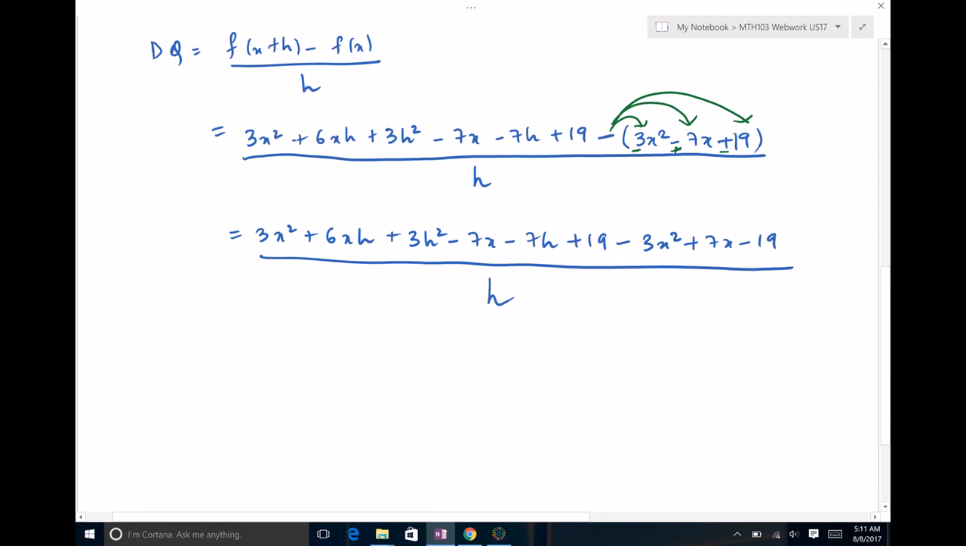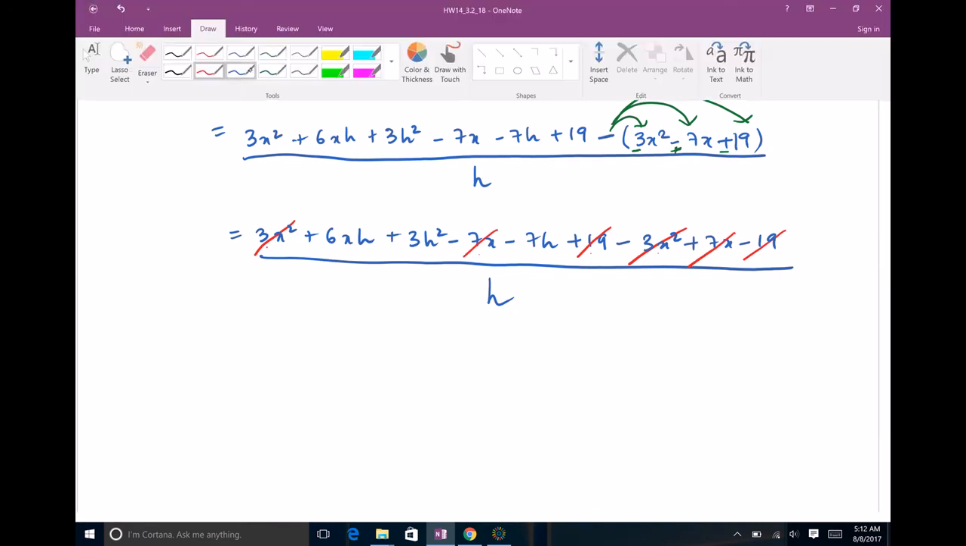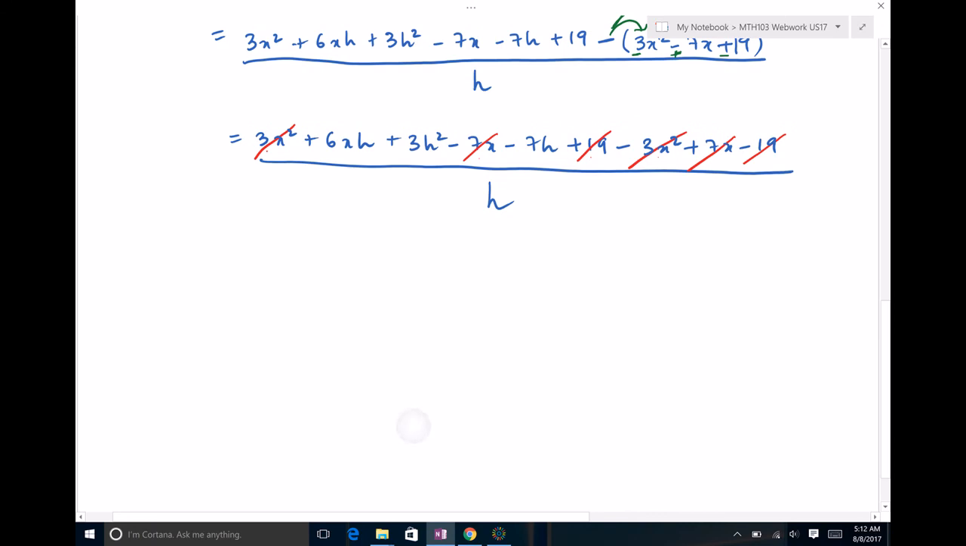Now let's see if we can simplify some terms. You'll see that there's a 3x squared here and there's a negative 3x squared here, so those cancel. There's a positive 19 and negative 19, so those cancel. And there's a negative 7x, positive 7x, so those also cancel. Now this is great because we're just left with 6 times x times h plus 3 times h squared minus 7h over h.